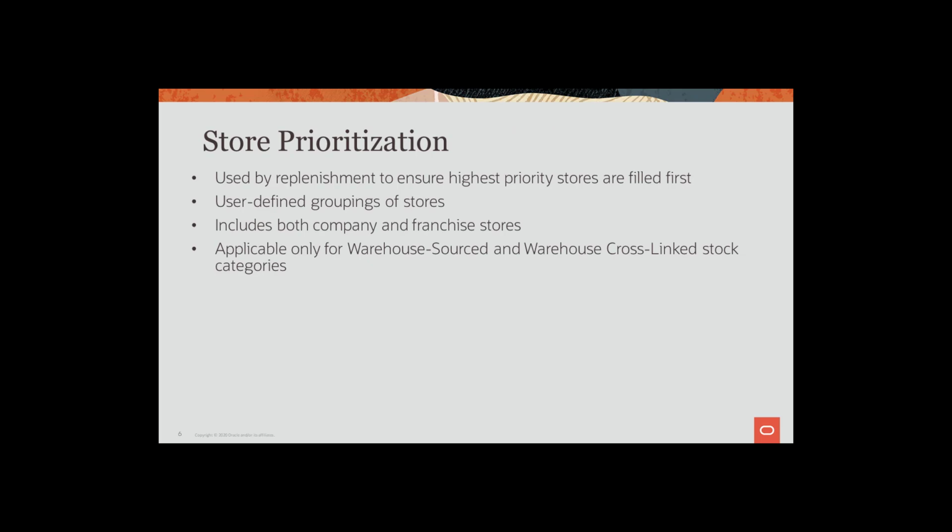Store prioritization is used to ensure that stores with the highest priority are replenished first in constrained inventory situations. The concept of which stores are deemed highest priority and the number of groups used is defined for a retailer's specific implementation. The priority group can contain any number of stock-holding stores in merchandising, including both company and franchise store locations. Store prioritization is only used for warehouse stocked and warehouse cross-linked store stocked categories, as merchandising replenishment outside of contracts assumes unlimited order quantity, which is available from suppliers when orders are generated.